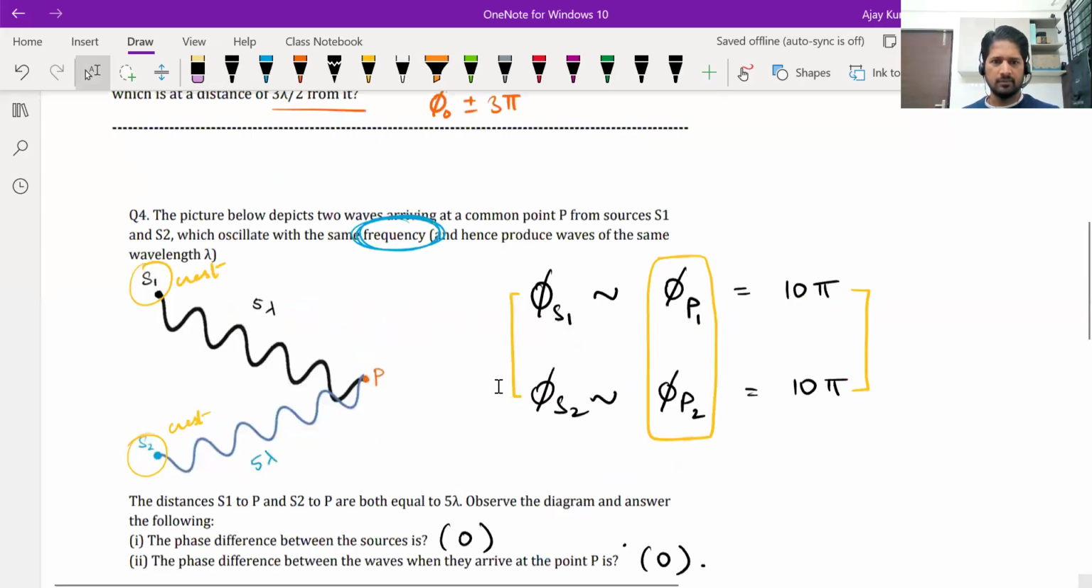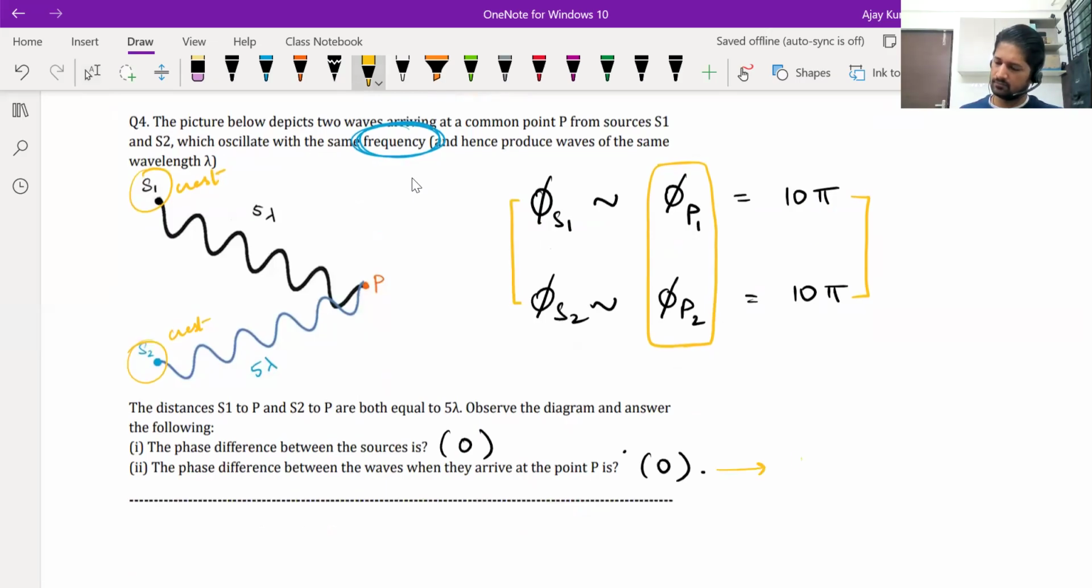In the previous problem, we saw that the waves arrive at the point P with phase difference 0. If they arrive at point P with phase difference 0, that is called constructive interference. So effectively what happens, you can see here, when the crest from the source S2 is arriving, the crest from the source S1 is also arriving there. Means two positive extremes are arriving at the same time.